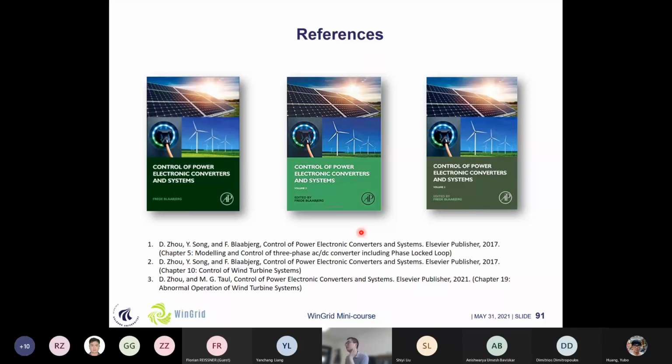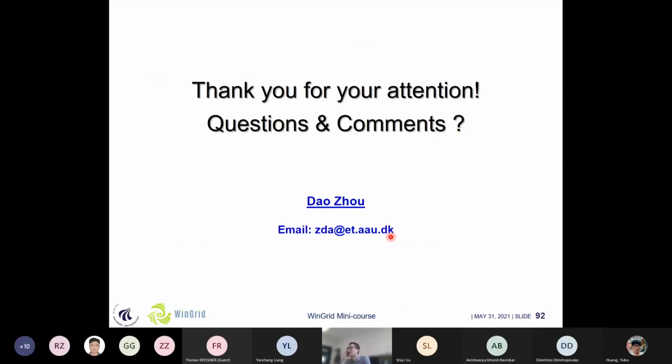So this is all for the control part of the wind turbine system. The contents of these slides mainly come from this book, which we call Control of Power Electronic Converters and Systems, and basically from the following three chapters that are connected to this lecture. Yeah, so that's all.